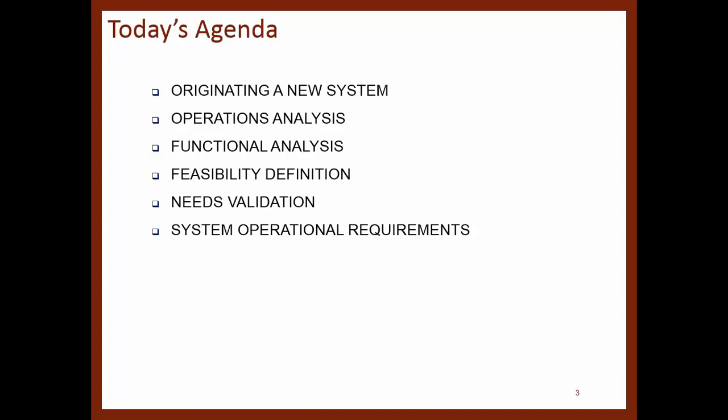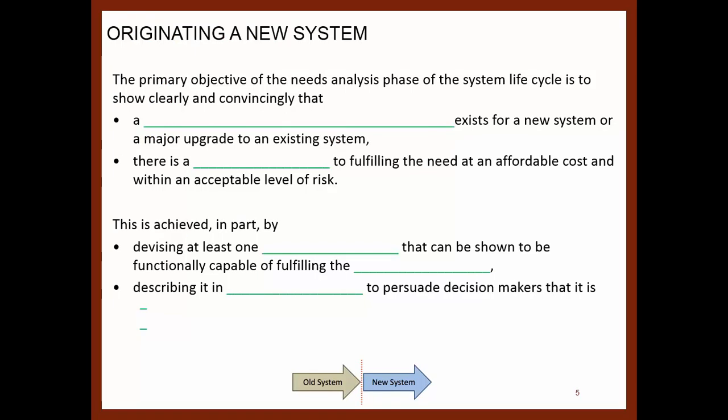So we're going to be talking about originating a new system, operations analysis, function analysis, the feasibility definition, the needs validation, and finally the system operational requirements. So the primary objective of the needs analysis phase of the system life cycle is to show clearly and convincingly that a valid operational need or potential market exists for a new system.